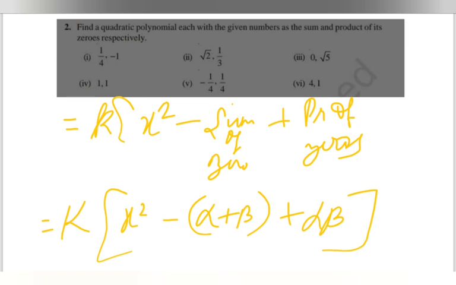Actually in the question I am wrong. Actually they have given the sum and the product of the zeros. So these are not zeros, these are the sum and the product of zeros respectively. So see the question, first sum. First question is 1 by 4, comma, minus 1. So actually 1 by 4 is the sum of the zeros and minus 1 is the product of zeros. See, sum and product of the zeros respectively. So 1 by 4 is sum and minus 1 is product.